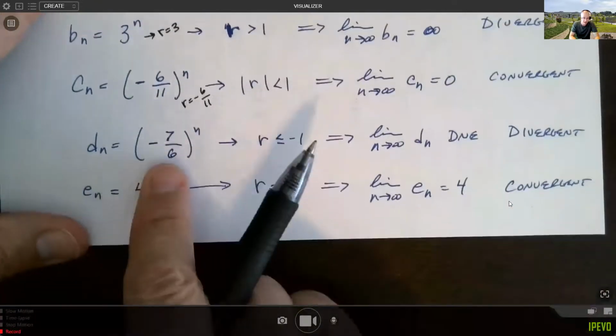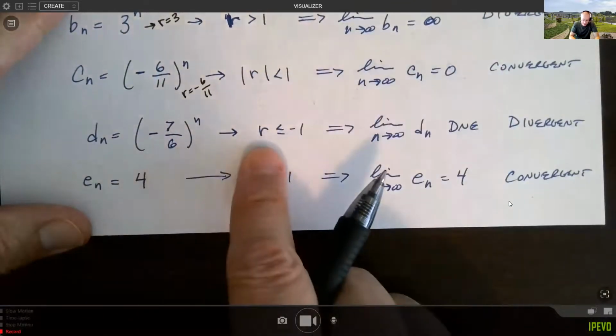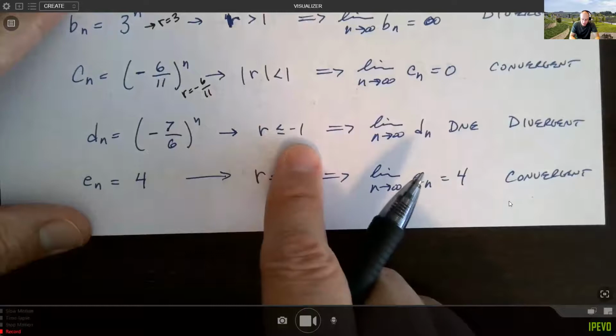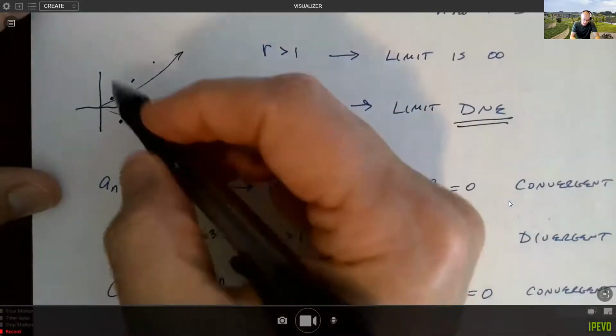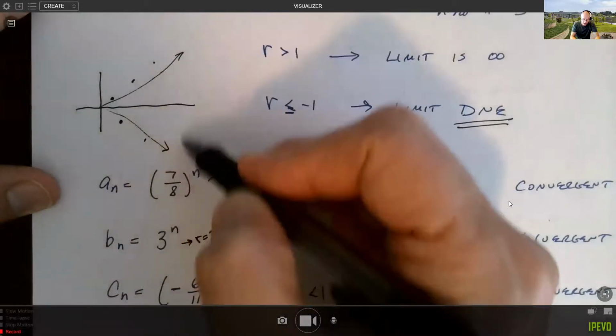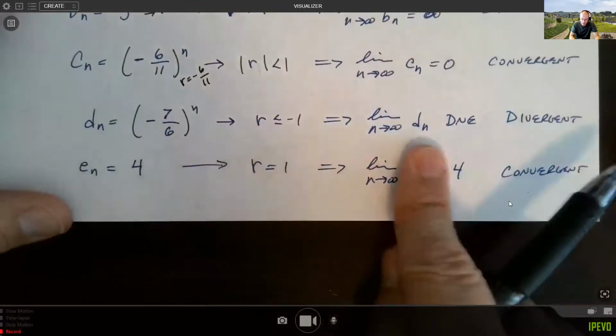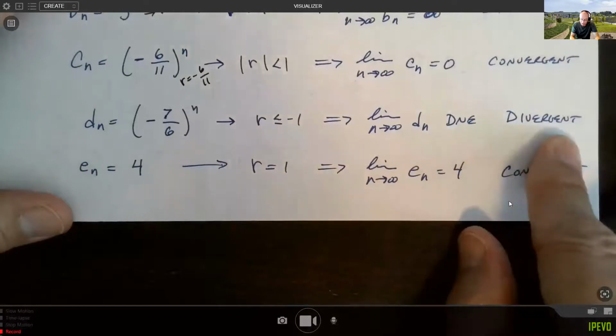Here, notice I got -7/6, but this time that's the value of r. This time the value of r is less than or equal to -1, and so our limit's not even going to exist. It's going to look something like this situation. It's changing between positives and negatives, but they're getting further and further away from that x-axis as n goes to infinity. So that limit does not exist, and of course this sequence is divergent.